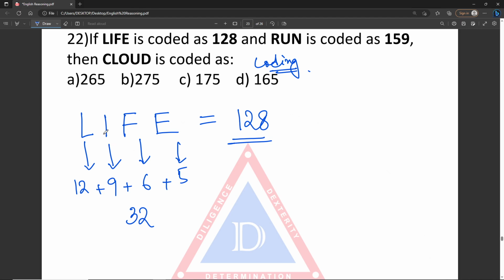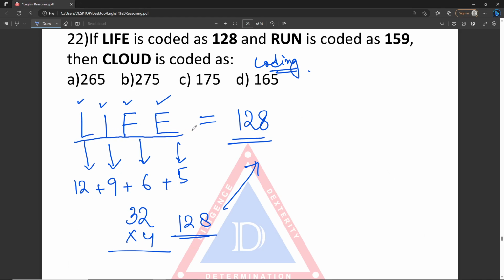If we see how many letters are there? 1, 2, 3, 4. Just multiply it by 4. We can get 4 times 8 and 4 times 12. See, we just cracked it. So, adding the place value of the letters, then multiplying it with the number of letters given in the question.